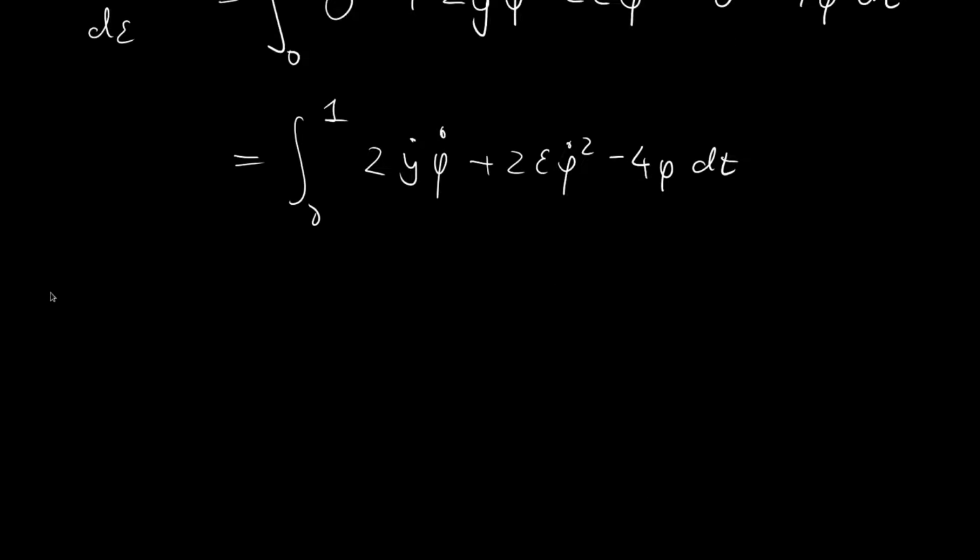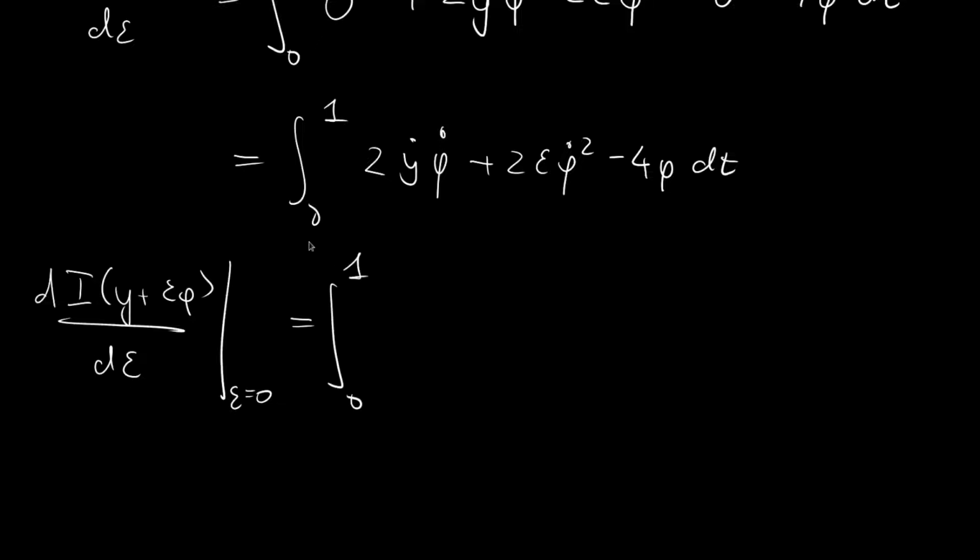And then last step, we set epsilon to 0, so we keep this, and this was the augmented input, then the derivative with respect to epsilon, and now we set epsilon to 0, and then we have the integral from 0 to 1, and then we get 2y prime phi prime, and here this vanishes because there's an epsilon inside, so we get a 0, and we have minus 4 phi dt. And this is our functional derivative of I with respect to y.